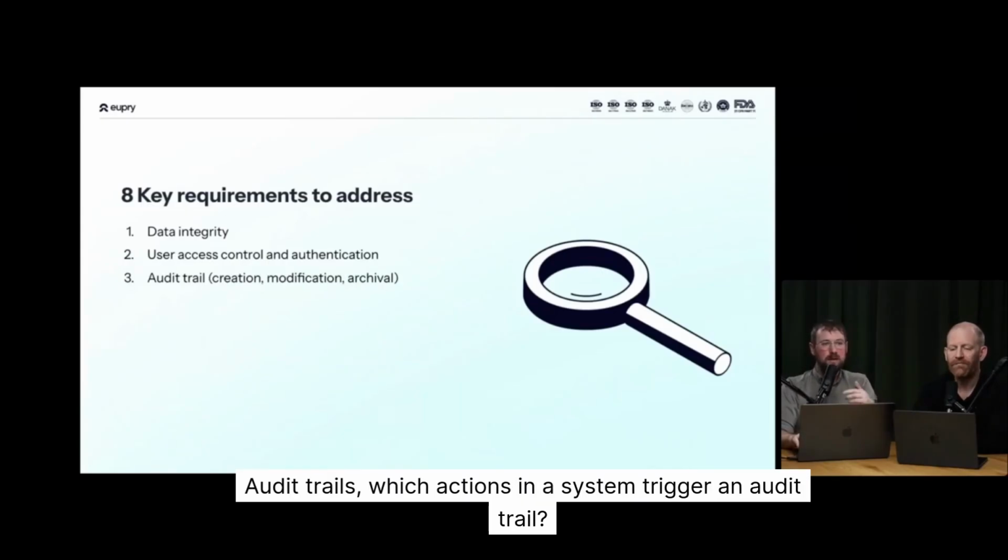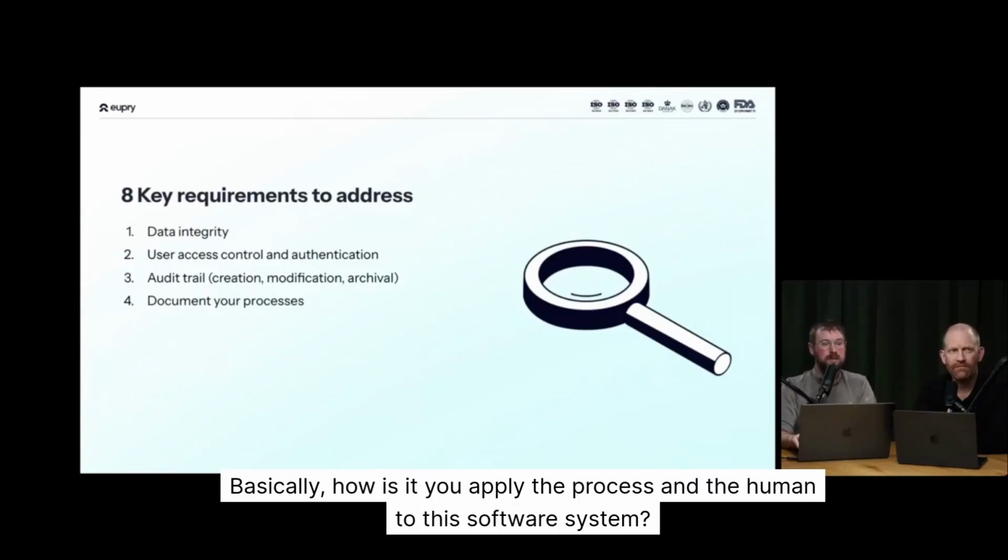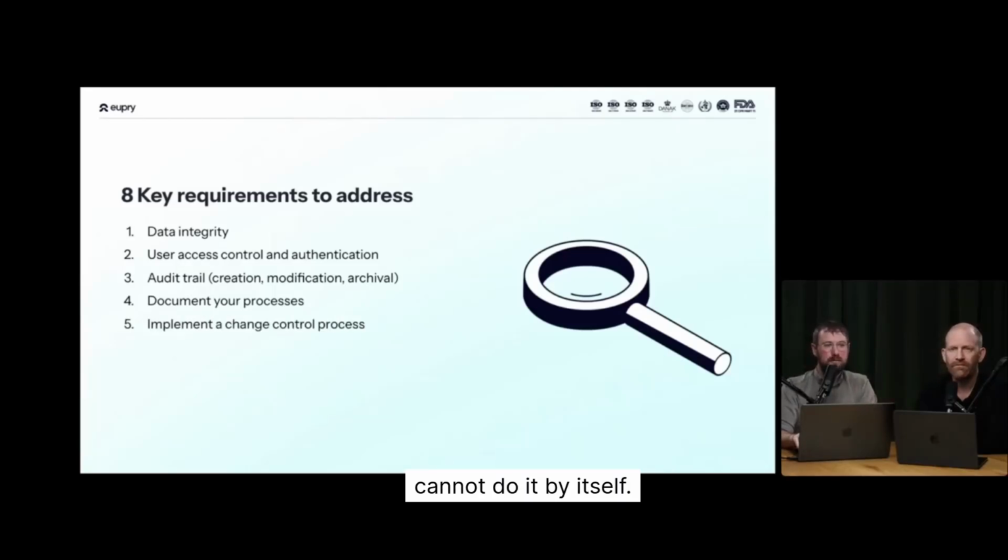Audit trails: which actions in a system trigger an audit trail? You need to document your process. Basically, how do you apply the process and the human to this software system? It cannot do it by itself. That was the people, process, and systems, not the 3 P's.